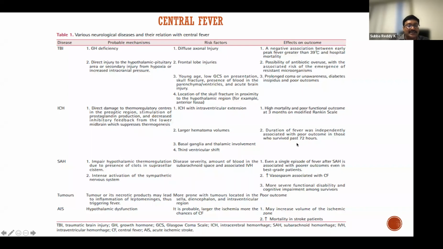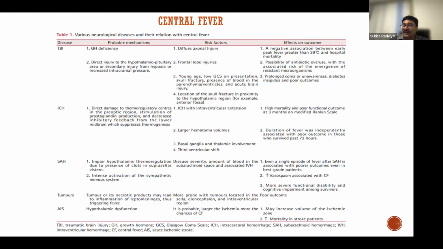Again, if they have fever with traumatic brain injury, or ICH or SAH, all these patients will have poor outcomes. Coming to SAH, subarachnoid hemorrhage: because of impaired hypothalamic thermoregulation due to presence of clots in the suprasellar system and intense activation of the sympathetic nervous system, it can lead to fever in SAH patients. Again, a single episode of fever after SAH is associated with poorer outcomes, even in best grade patients. There is an increase in vasospasm associated with central fever. In a regular ICU, if they have fever, the mortality is increasing. There is good evidence to say this in neuro-intensive care also.